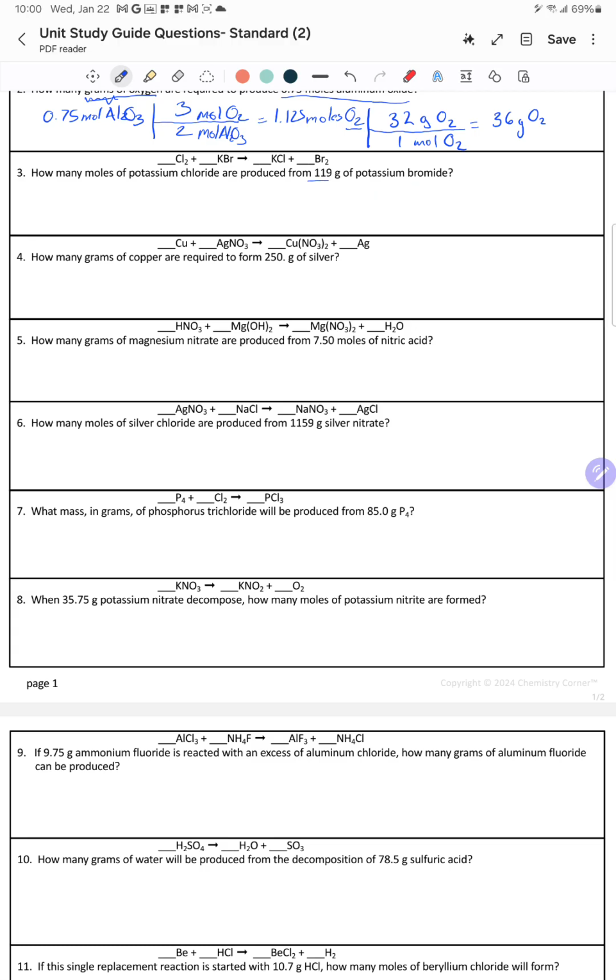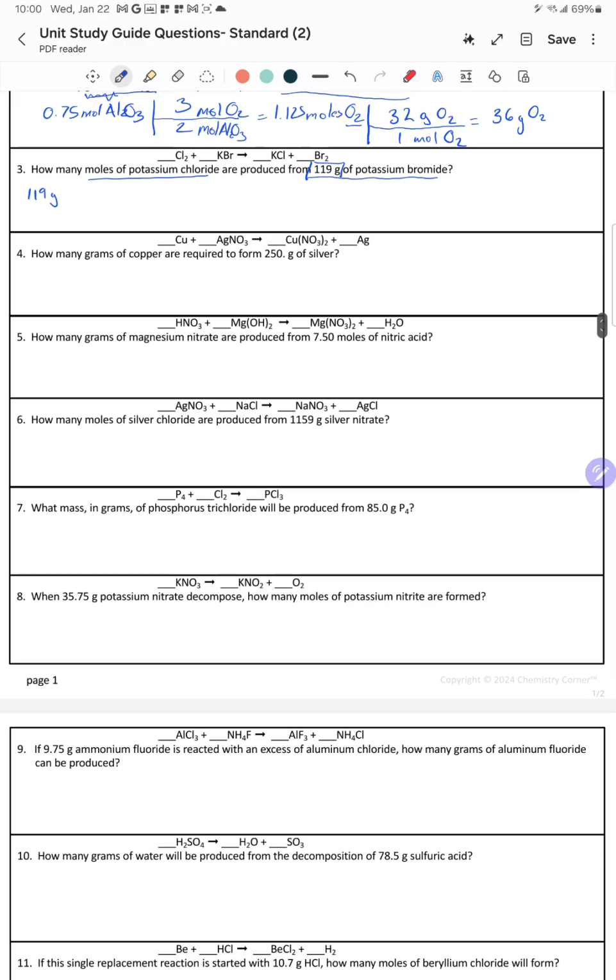Well, first off, I notice I have grams of potassium bromide, and I need to turn it into moles of potassium chloride. But I can't do that with grams, so I need to convert grams of potassium bromide to moles of potassium bromide. So we're going to do that first. So I have 119 grams of potassium bromide, and I need to convert it to moles of potassium bromide from grams of potassium bromide.